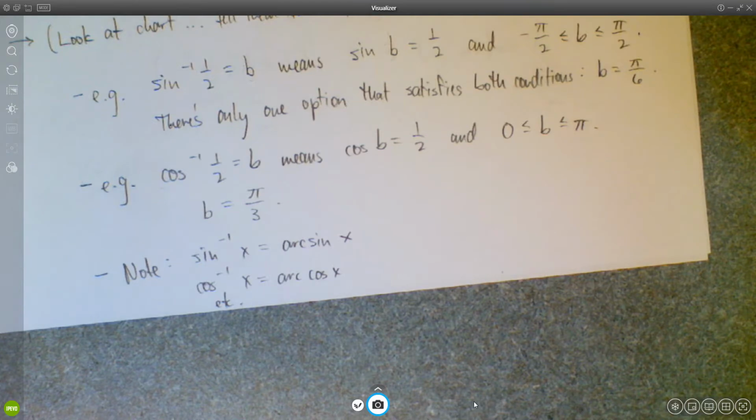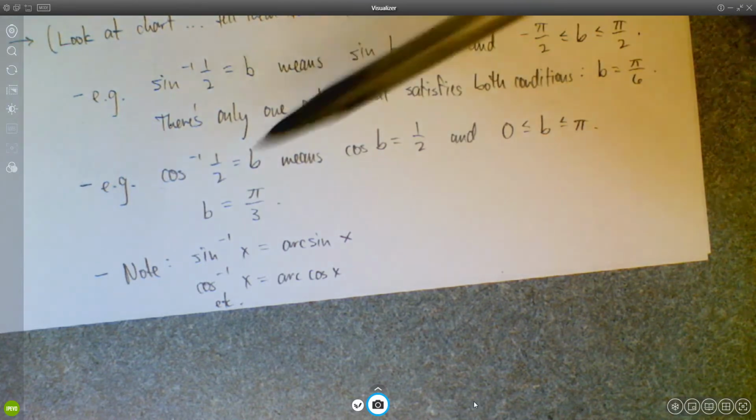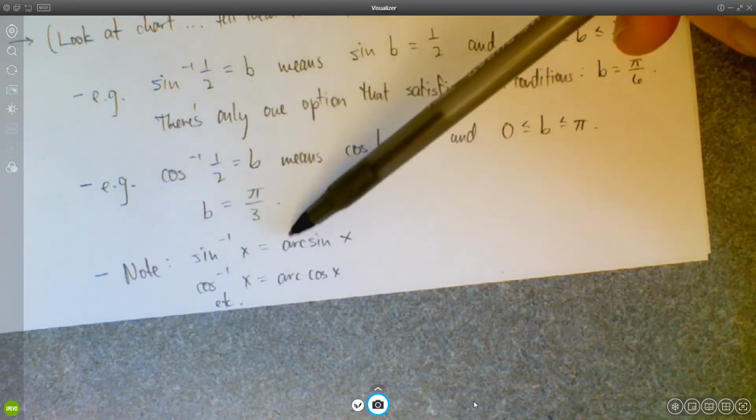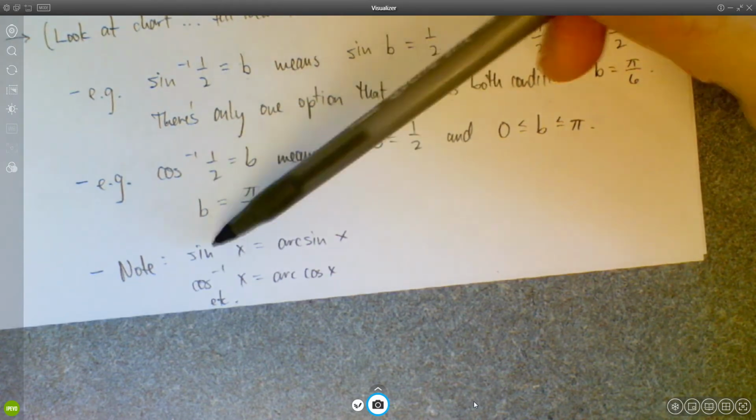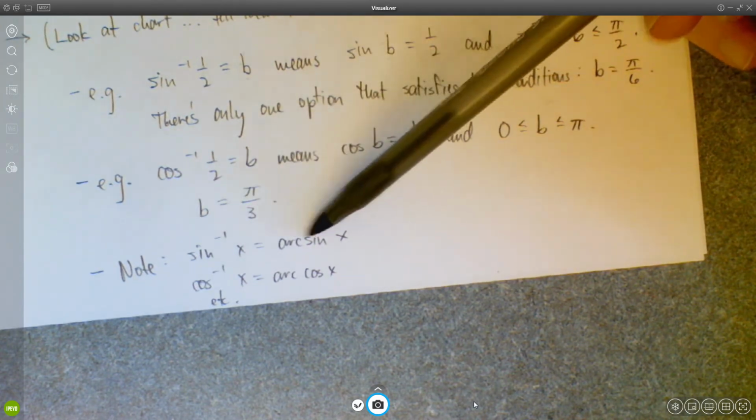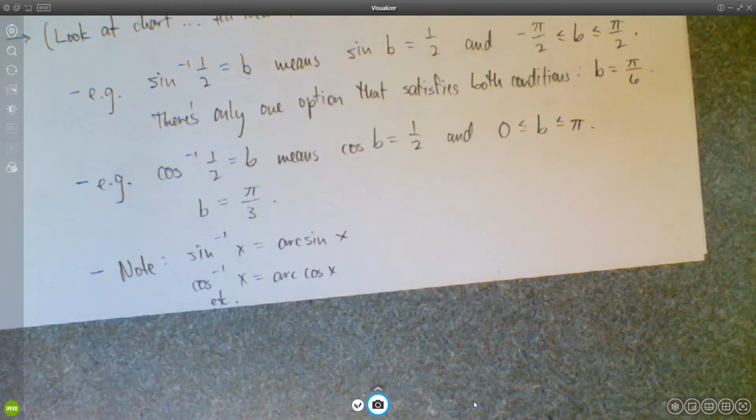Another thing that I want to say notationally is this. Sometimes the inverse trig functions are denoted with a little arc. So instead of calling it sine inverse, they'll call it arc sine. Instead of cosine inverse, they'll call it arc cosine. But they mean exactly the same thing.